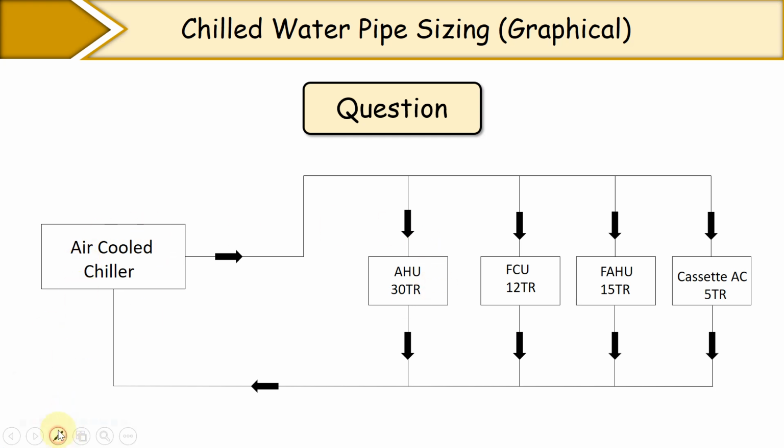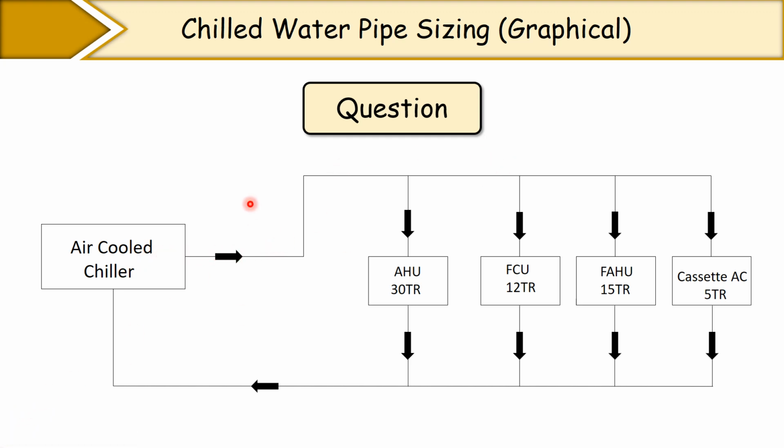Suppose this is our air cooled chiller. From the air cooled chiller we are supplying chill water to the AHU, FCU, FAHU, and cassette unit, and the capacity of each equipment is given. This is our chill water return line. So the water which you are supplying from the chiller to the AHU, then from the AHU back to the chiller, this is called a closed loop piping system, or you can say evaporator side.